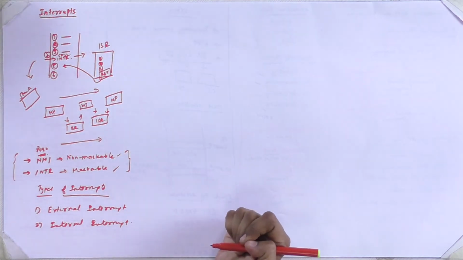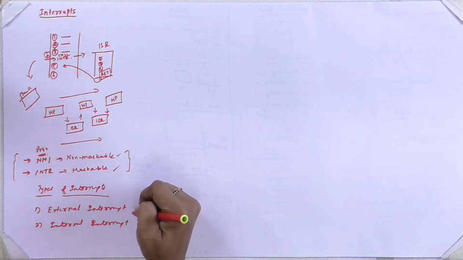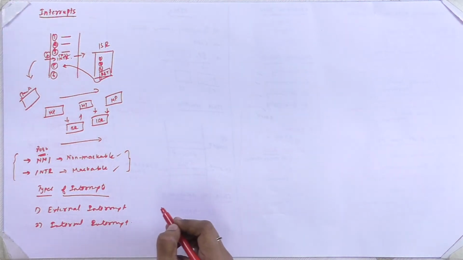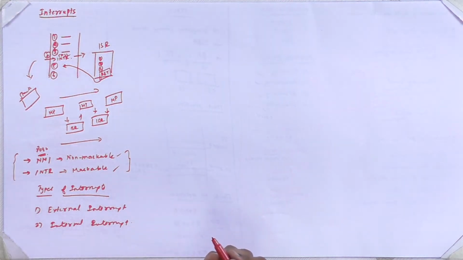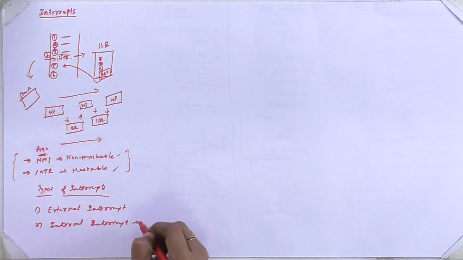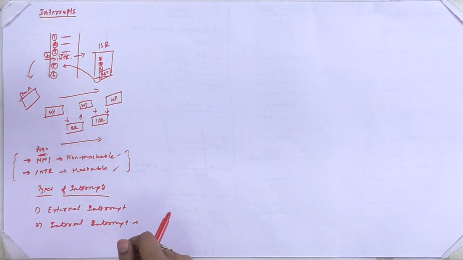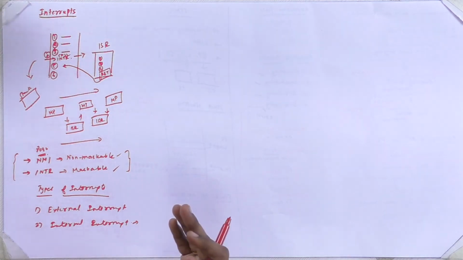From the name itself, we can infer what external interrupt means: these are all the interrupts given by any externally connected devices, peripheral devices. But internal interrupt means these interrupts are generated internally by the processor itself whenever a program is executing. So this is the difference between internal interrupt and external interrupt.